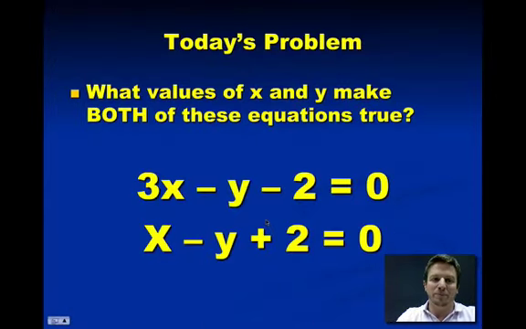Here's today's problem. We need to be solving simultaneously these two equations, 3x minus y minus 2 equals 0, and x minus y plus 2 equals 0. You'll notice that we haven't isolated either one of our variables. So the first thing we'll need to discuss is which variable would be easier to solve for. And in this case, it's pretty much a toss-up.